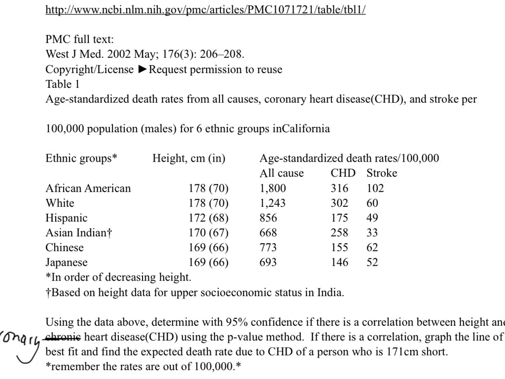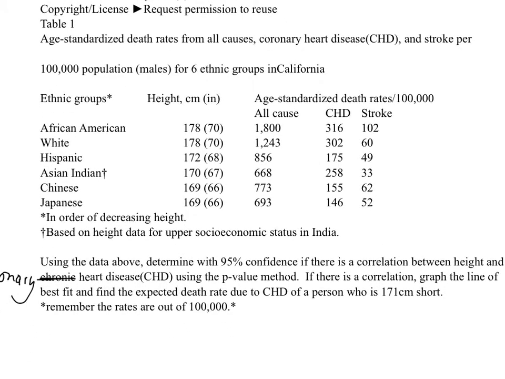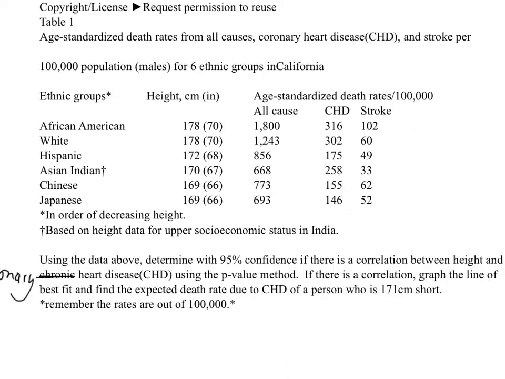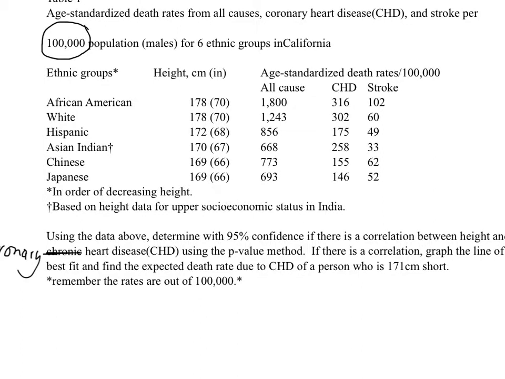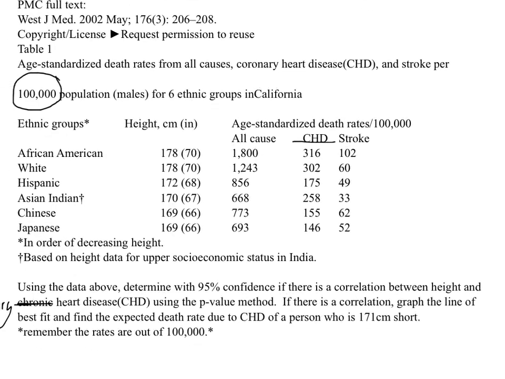Okay, so this is on chapter 10, and that's on correlation. So here is a chart of death rates out of 100,000 people for 6 ethnic groups, and we will be focusing on the coronary heart disease.